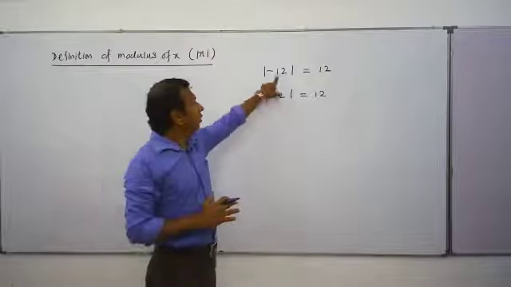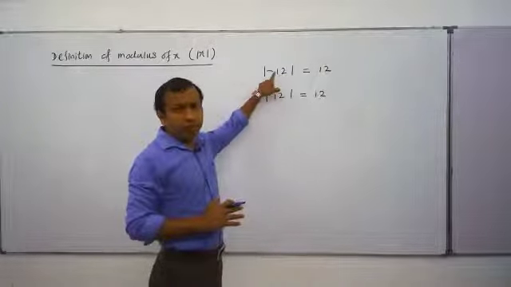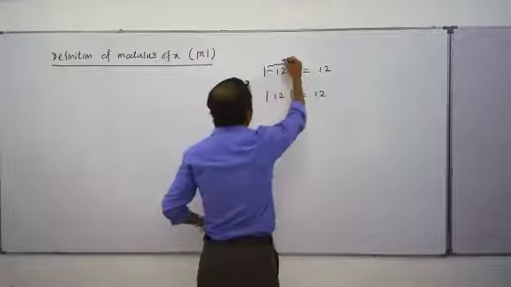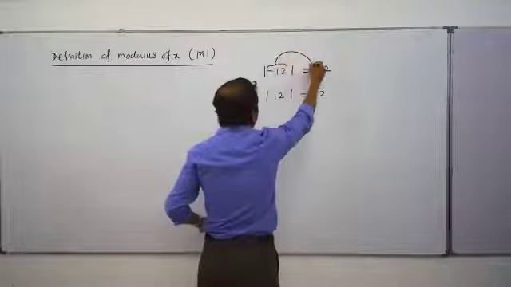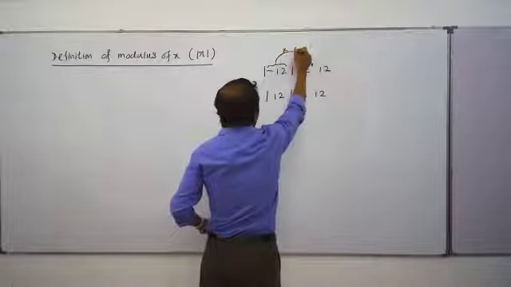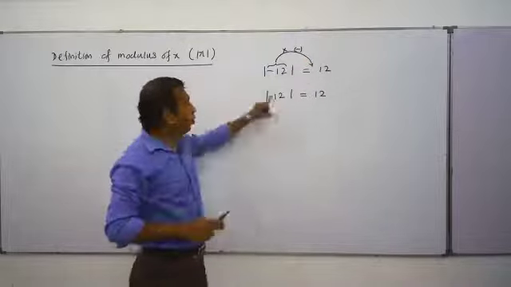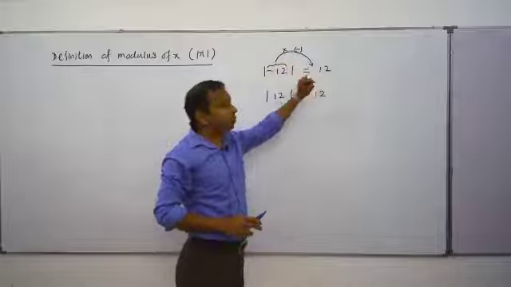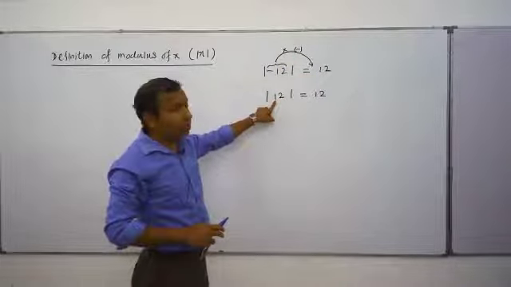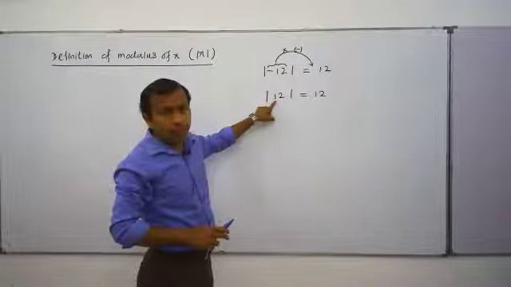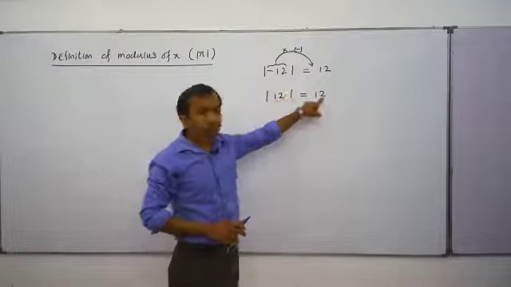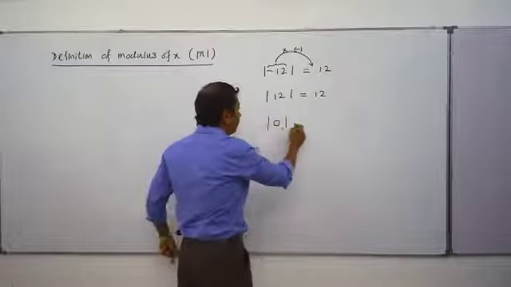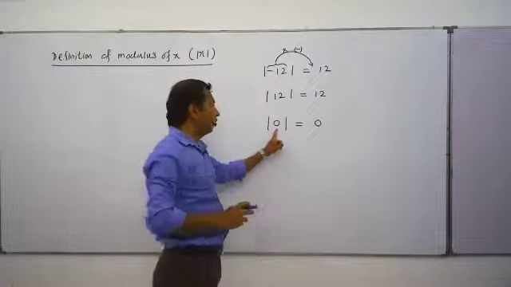When the real number is negative, its modulus can be obtained by multiplying that same number by minus sign. When you multiply minus 12 by minus 1, we get plus 12. When the real number is positive, its modulus is the same. When the real number is 0, the modulus is the same value.